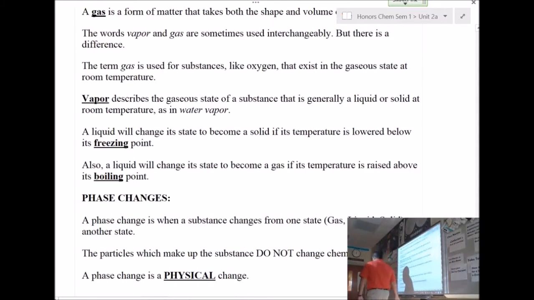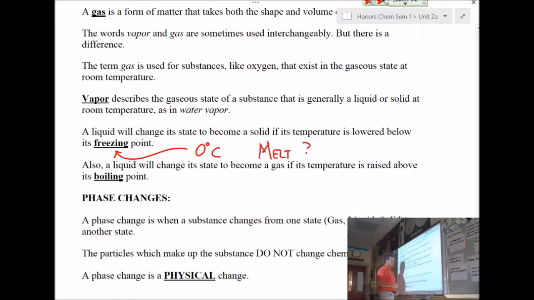Freezing point and boiling point, these are two temperatures we can use to help identify a substance. In other words, if I say the boiling point for water is what? 100. We can use that to help us identify that it's water. Now, we can also use freezing point as well. Now, the freezing point for water, and this is a good little question for you. If water freezes at 0 degrees, what temperature does it melt at? If it freezes at 0, what temperature does it melt at?